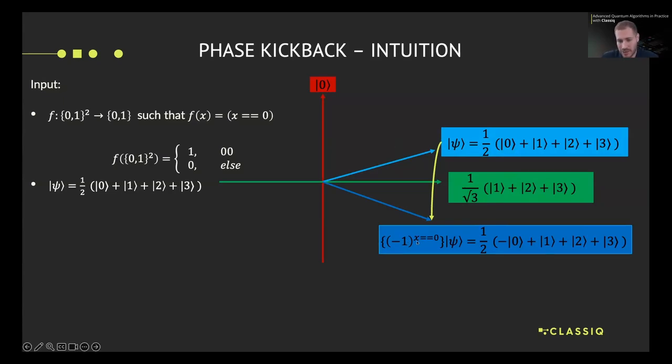So we have -1 to the power x equals 0. And only when x equals 0, we receive a minus phase. So in a graphical way, we can understand it as we flip the vector across the component of the 0 state. So we take the state vector from here to here.